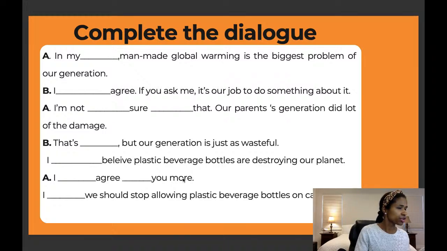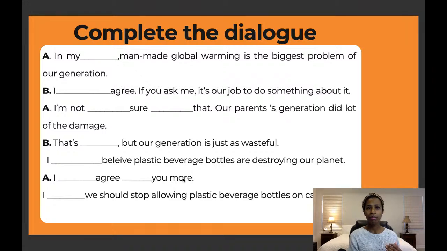And then the other person: "I'm not blank sure that our parents' generation did a lot of damage." Let me just make sure it was "did a lot of damage" over here. Okay, sorry about that, because I think it's "did a lot." So there is an article missing over there: "Our parents' generation did a lot of damage. That's blank, but our generation is just as wasteful."